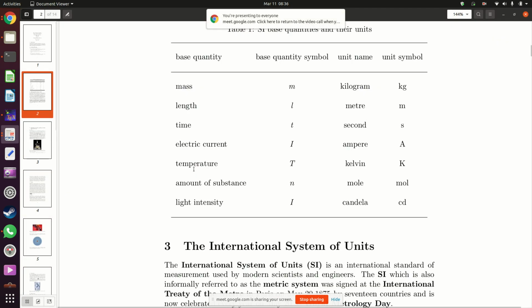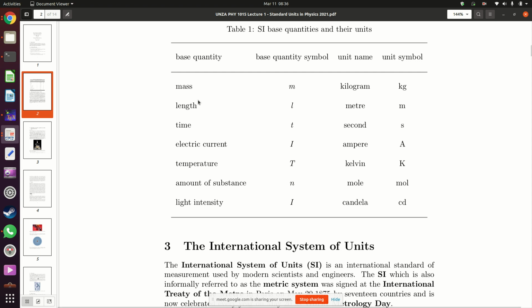You have to know this table by heart. Clear. You have to know that mass is a base quantity. You also have to know the unit for mass. This table you have to know by heart. These 7 physical quantities you have to know by heart because we are going to ask you questions on these things.